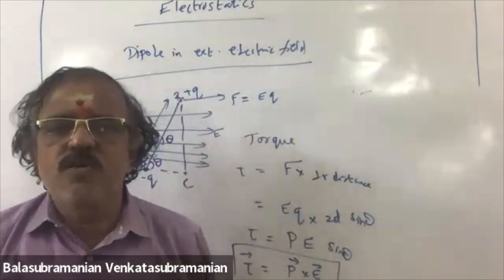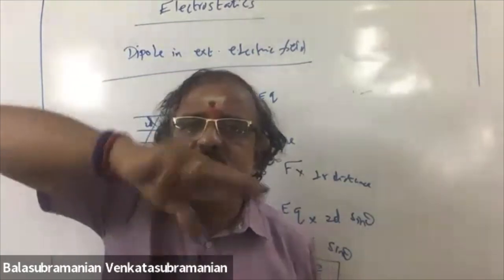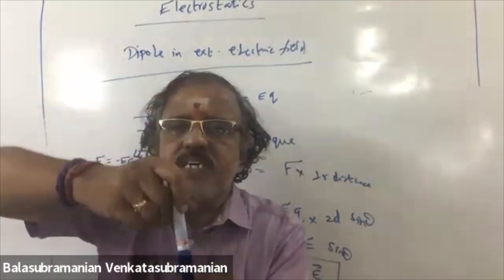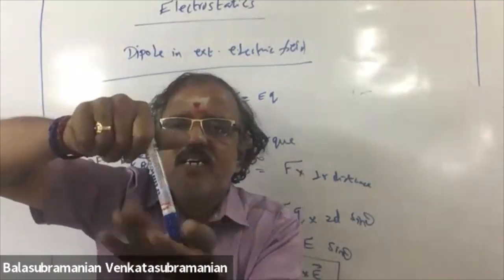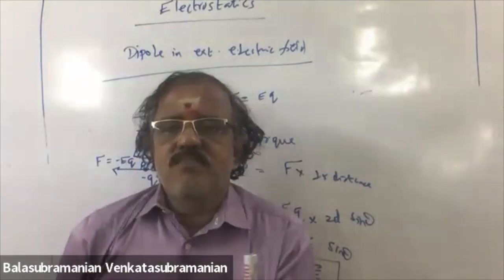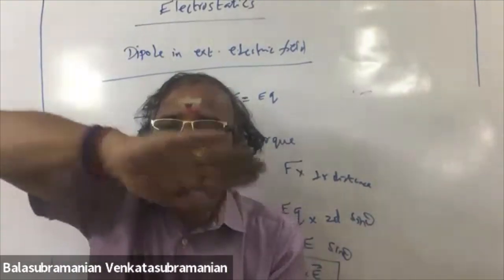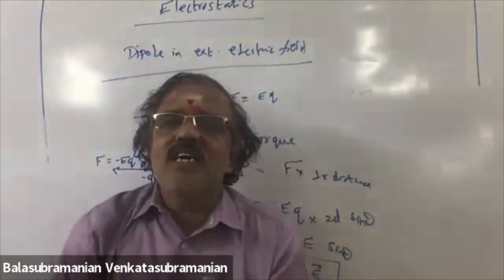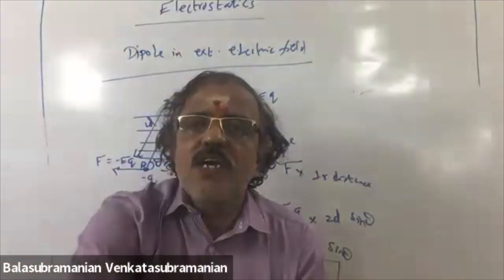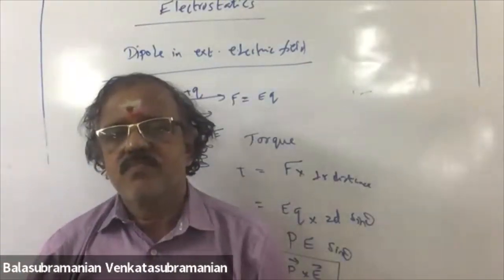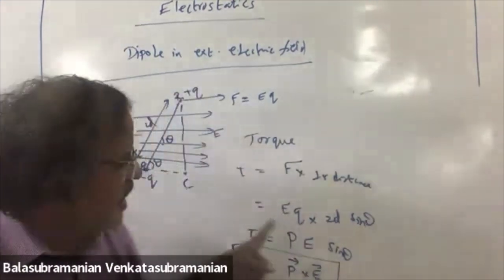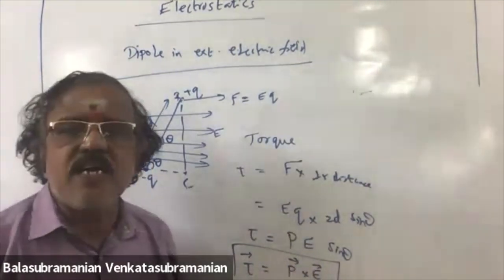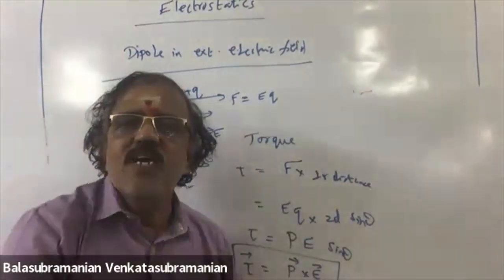The corkscrew rule, you were told something. Rotate the screw clockwise. Keep it on a wooden piece. When you rotate, the screw will go in. The direction of rotation is clockwise. The direction of the resultant force will be perpendicular to that plane. Similarly, the direction of torque will be perpendicular to the plane containing P and E. You release the screw, the screw will come up.